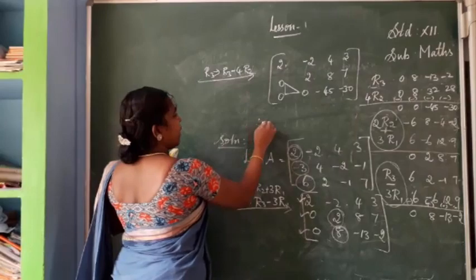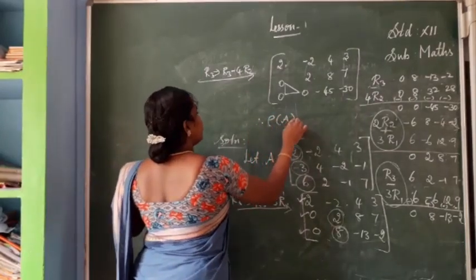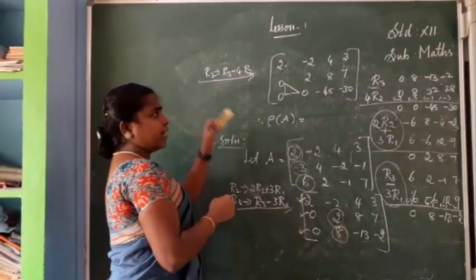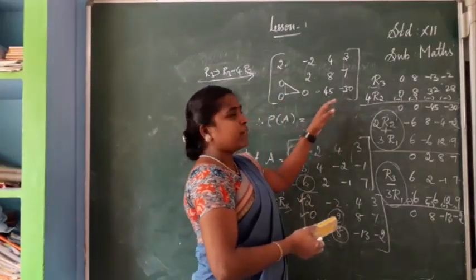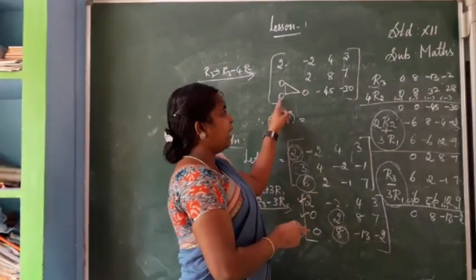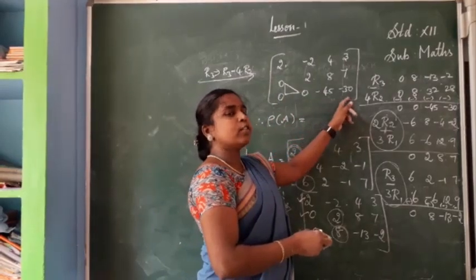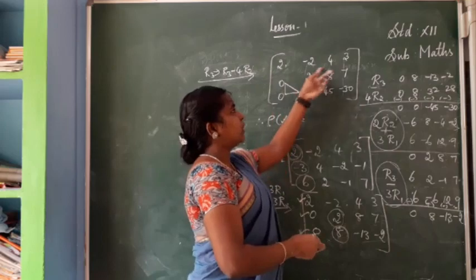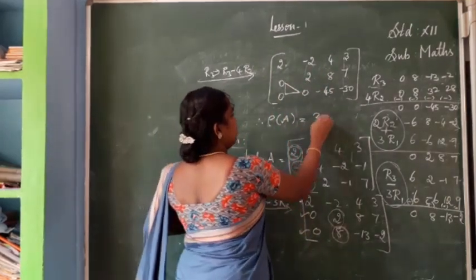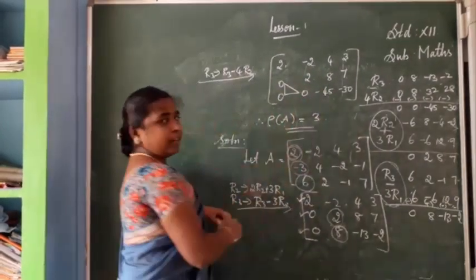Okay, so therefore directly we are going to write the rank. You see the number of non-zero rows. A zero row means all the elements are 0, but here 2 elements are non-zero, so that is a non-zero row only. Okay, 1, 2, 3, so rank of A equal to 3. This is the rank of the given matrix.